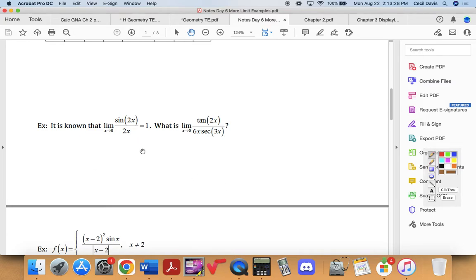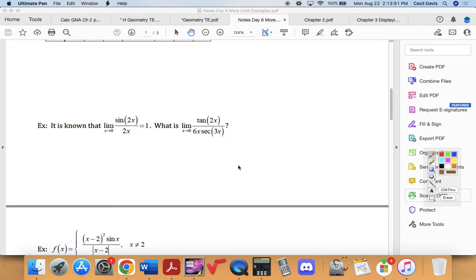So this is one that I got off of AP Central. It is known that the limit as x approaches 0 of sine of 2x over 2x is equal to 1. Shouldn't come as a big surprise to us. What's the limit as x goes to 0 of tangent of 2x over 6x secant of 3x? And you're like, oh, holy cow. How am I supposed to get that?